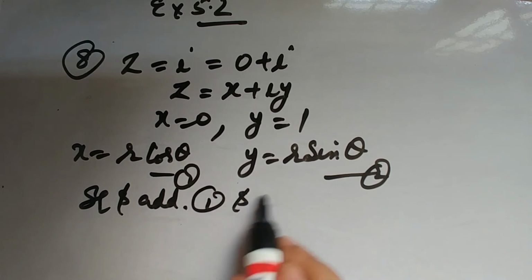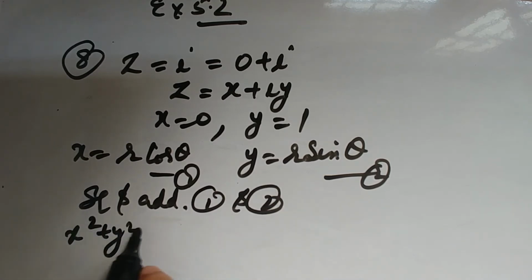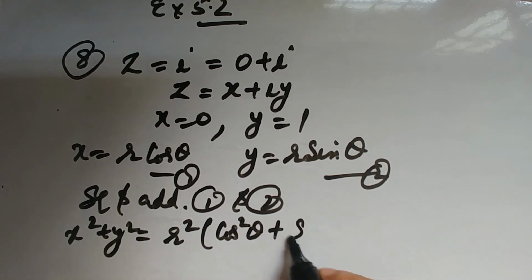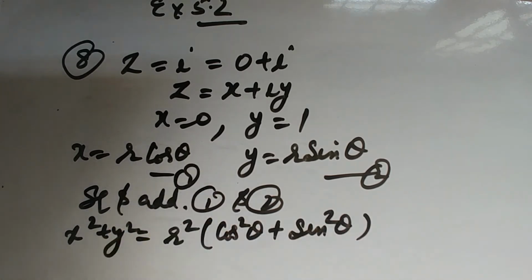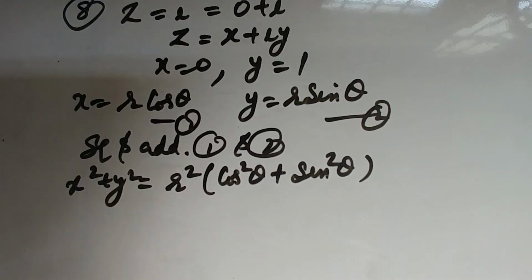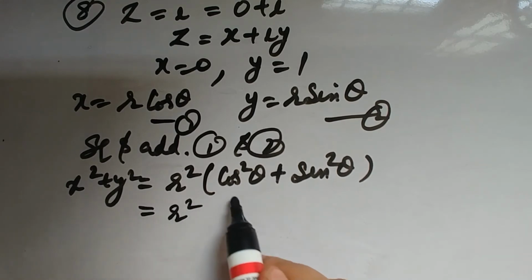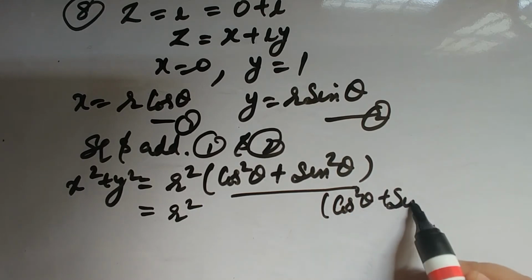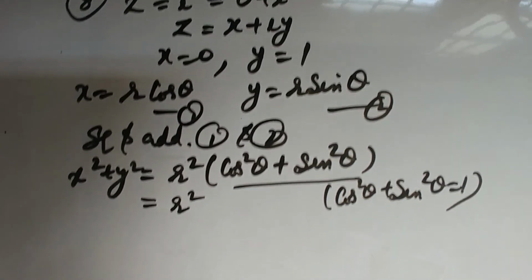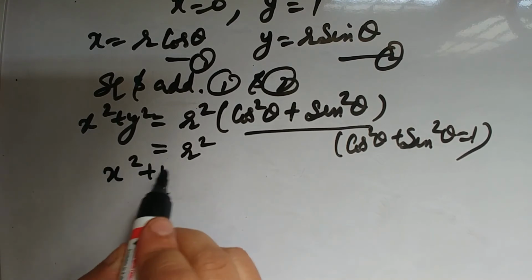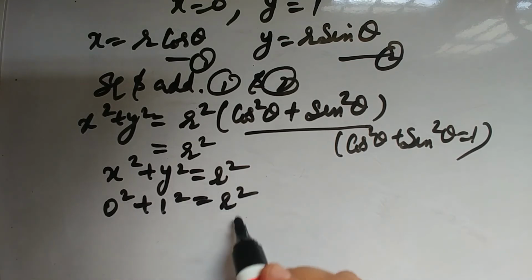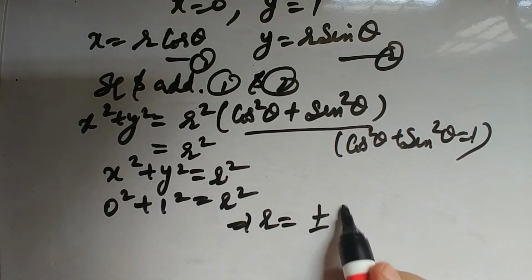Squaring and adding equations 1 and 2, what will I get? x square plus y square is equal to r square cos square theta plus r square sin square theta, so I will take r square common. It becomes r square, because by the identity cos square theta plus sin square theta is equal to 1. So x square plus y square equals r square. Now x square is 0 square, y square is 1 square, and this implies r is plus or minus 1.